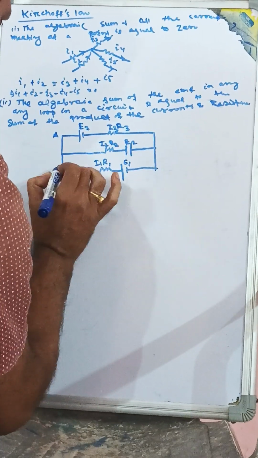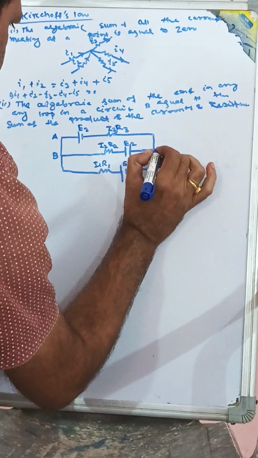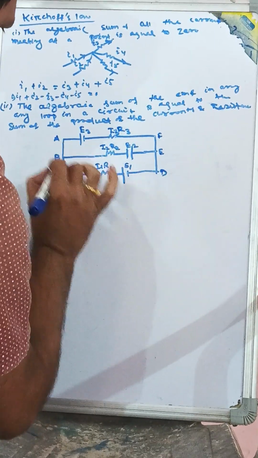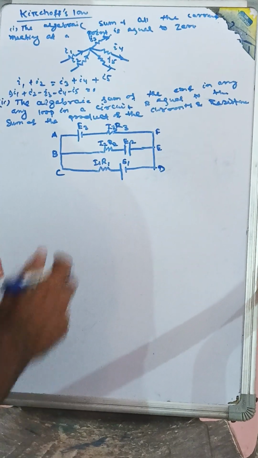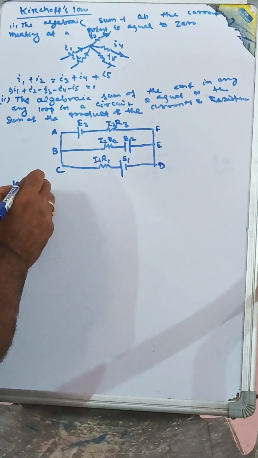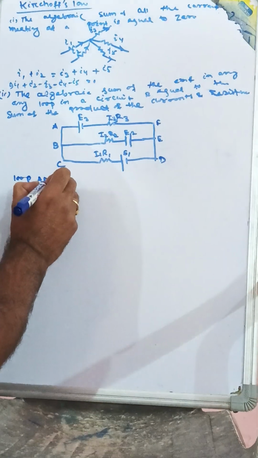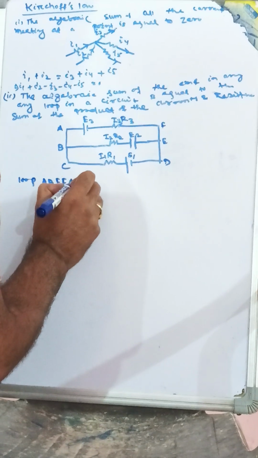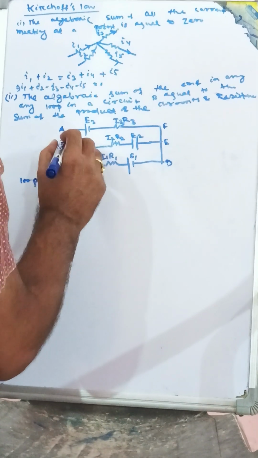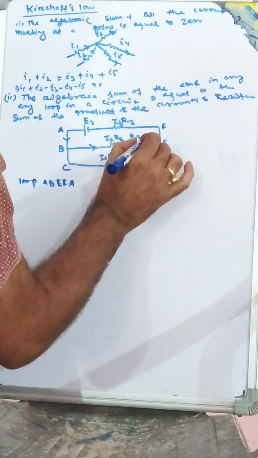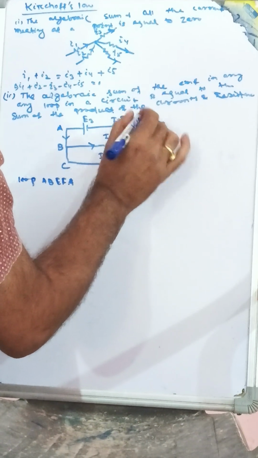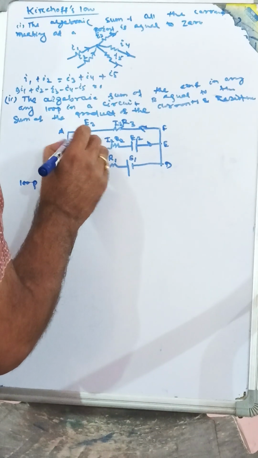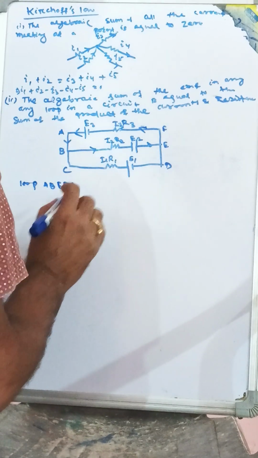Okay. A, B, E, F, D, A B C D E F. Then loop A B E F A. Then current moves in this direction, A B E F A. Okay.